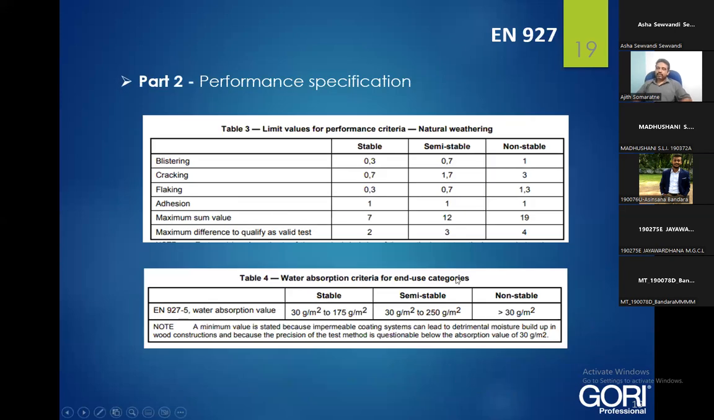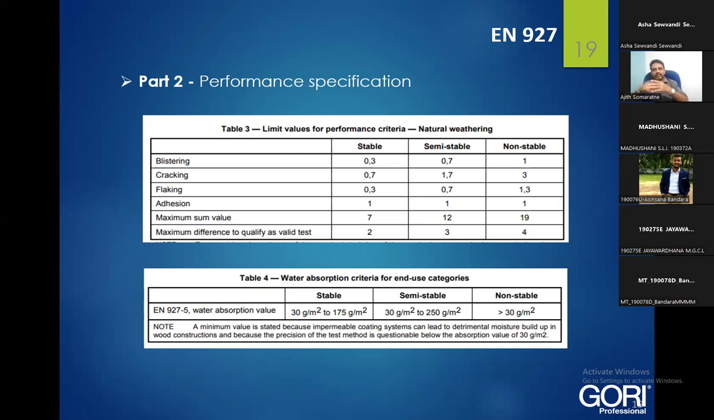So that is on selection of a protection for the applications. And part 2 specifies the performance of the coating, right? When we talk about the performance of the wood coating, there are several concerns, right? One is blistering. You know, there may be some bubbles that can form after we apply the coating. So if it comes, that means it is a performance concern of the coating.